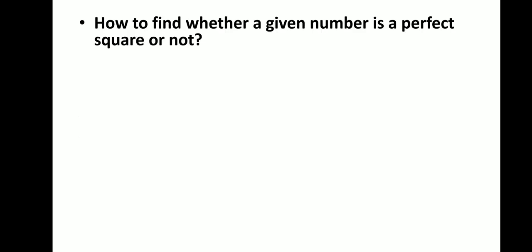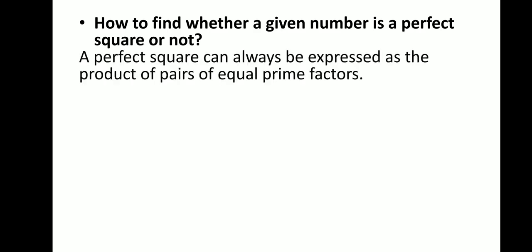How to find whether a given number is a perfect square or not? Students, all the natural numbers are not perfect squares, so there should be a method to find whether a given number is a perfect square or not. A perfect square can always be expressed as the product of equal prime factors. It means to find whether a given number is a perfect square or not, we need to express the given number into prime factors using the prime factorization method.